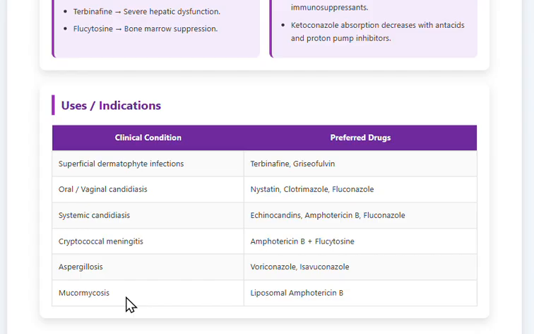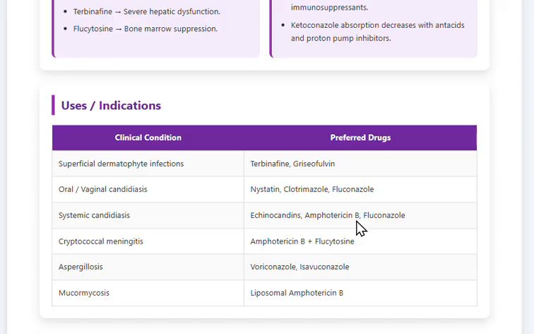For aspergillosis, voriconazole is the drug of choice. For cryptococcal meningitis, the standard induction therapy is amphotericin B plus flucytosine, followed by fluconazole for consolidation and maintenance. For severe, life-threatening systemic fungal infections, amphotericin B remains one of the most important antifungal agents.